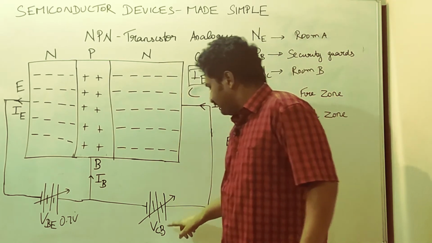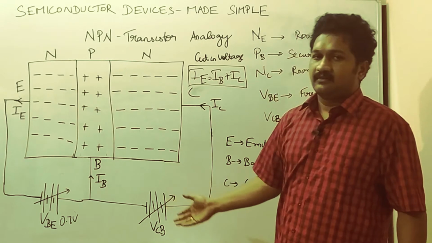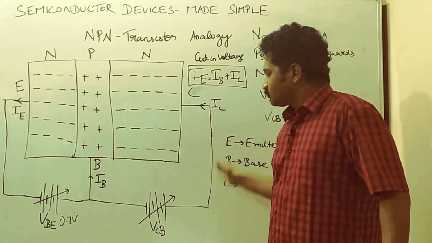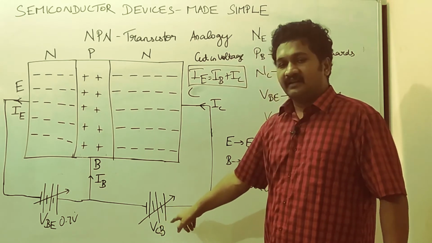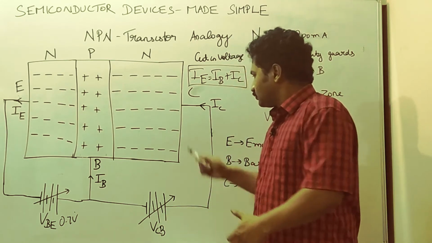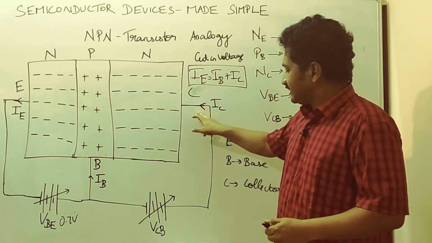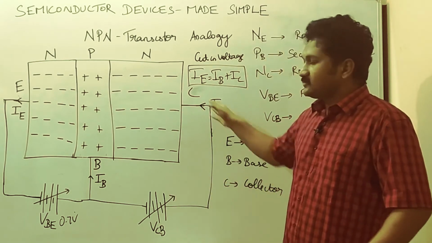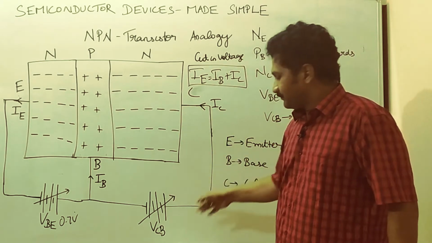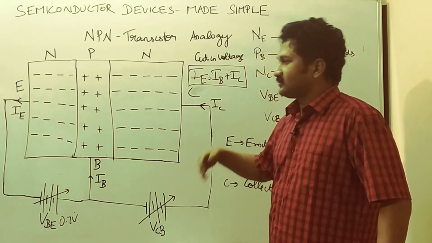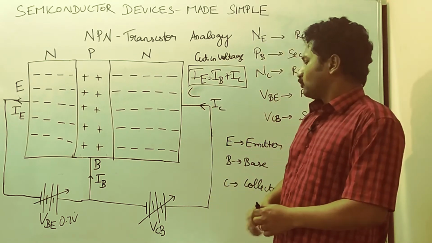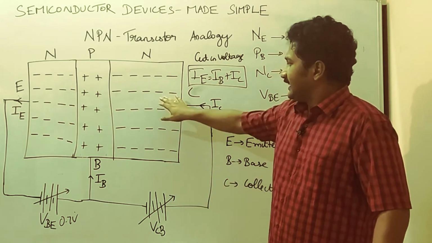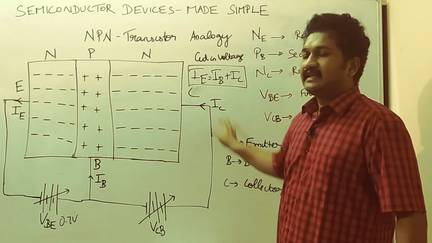This VCB is the safe zone I discussed before. People always get attracted to the safe zone. VCB is heavily reverse biased. How is it reverse biased? This is the N region and this is positive, so electrons will be more and more attracted to this positive terminal. Similarly, people will be more and more attracted to the safe zone. Since it is heavily reverse biased, electrons start to travel in this direction.